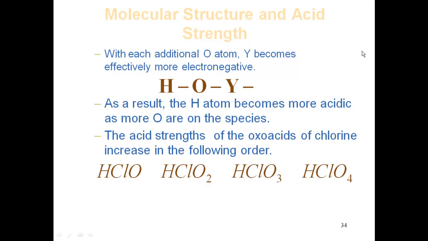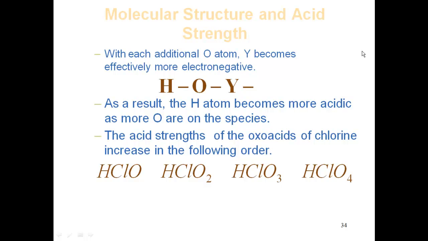The acid strengths of the oxyacids of chlorine increase in which order? Okay, so you have HClO, HClO2, HClO3, and HClO4. Which one of these is the strongest acid? Which one is the weakest?